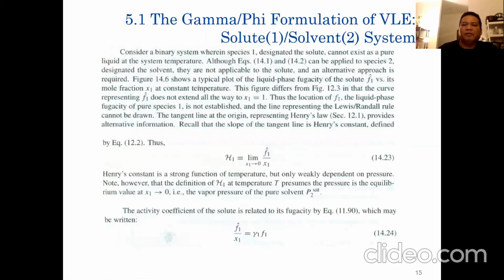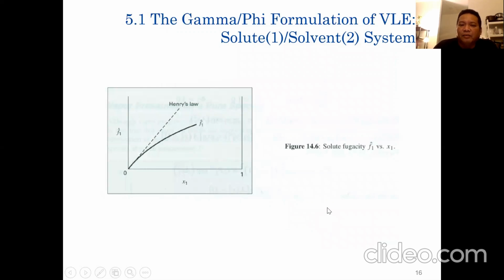A gamma-phi formulation of VLE, solute 1 and solvent 2 systems. If you still remember, we have Henry's law. Henry's constant is the limit of x_i equal to 0 for this ratio here. In another form, this ratio can be estimated using gamma 1 and phi 1. Henry's law applies for infinite dilution, so we apply Henry's law.